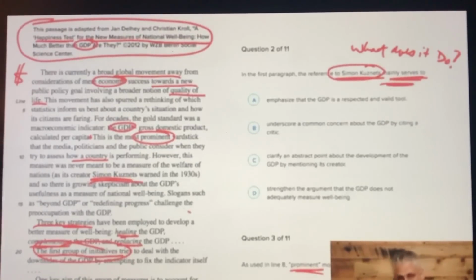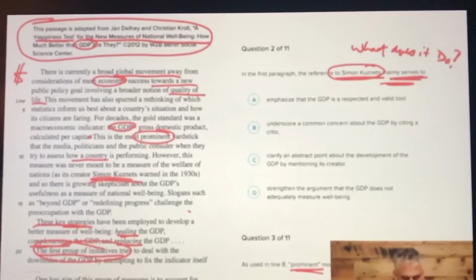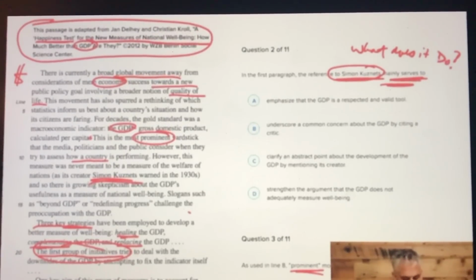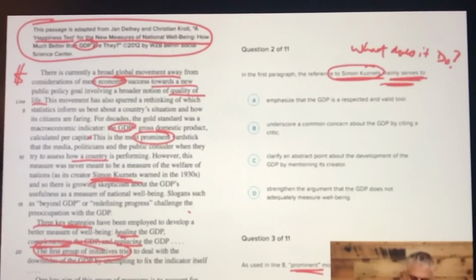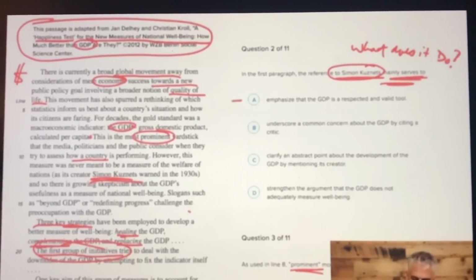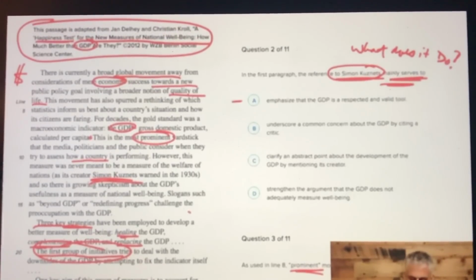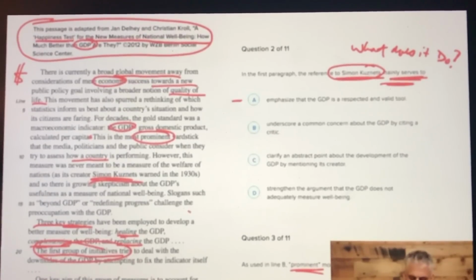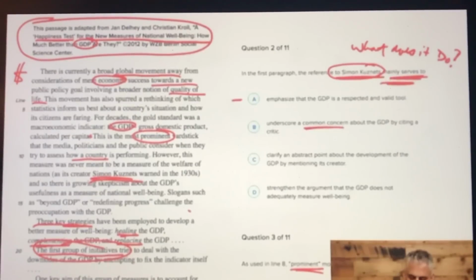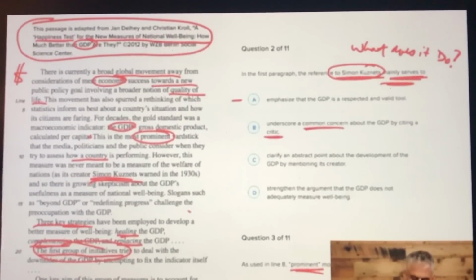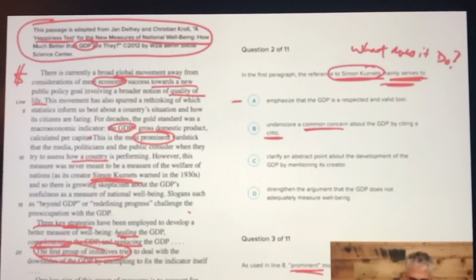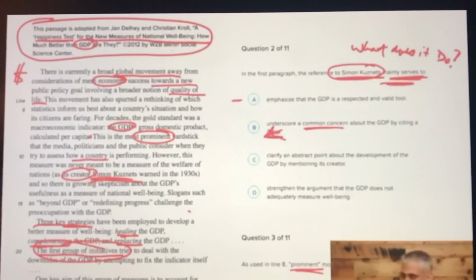Okay, so let's look at the choices. We predicted. That's a little bit of prediction. What is the reference doing? It's saying that it was never meant to be a measure of the welfare of nations. Look at the choices. Is it a reference to him to emphasize that the GDP is a respected and valid tool? That doesn't sound like what I was looking for. I'm going to skip to the next one. Underscore a common concern about the GDP. That sounds tempting. By citing a critic. He's not a critic. He created it. Okay, so this makes that wrong.